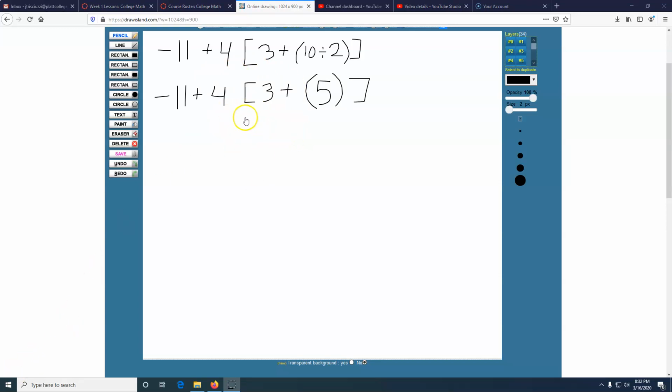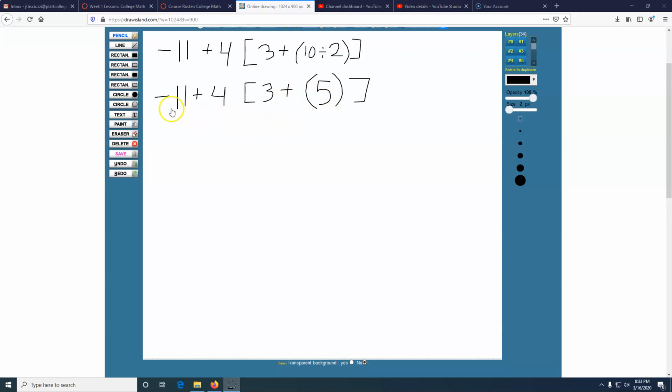So once we drop it down, we still have a set of brackets that we need to deal with. So we're still in the parentheses step. So we have to do this 3 plus 5. Now, very, very important here. We are not in the adding and subtracting step. So even though we are going to add and subtract, we're still in the parentheses step.